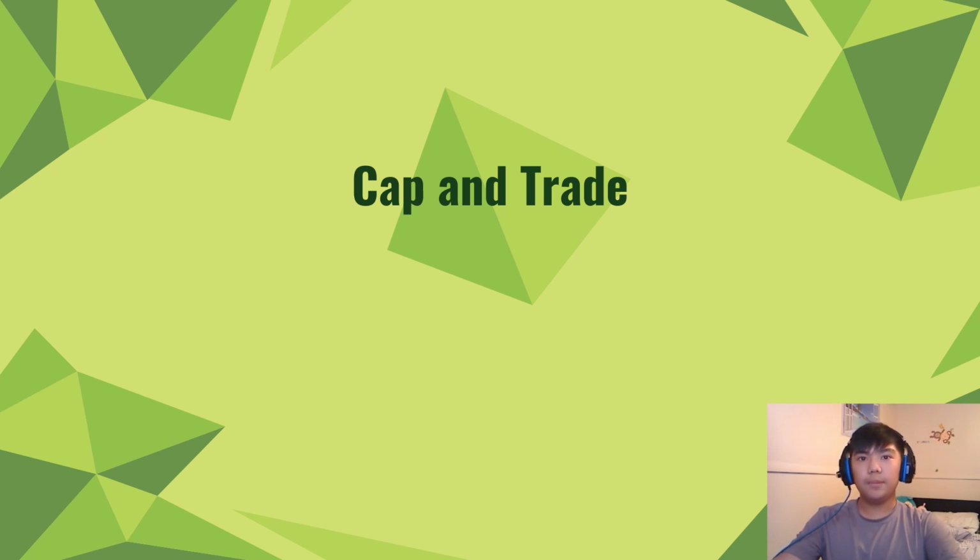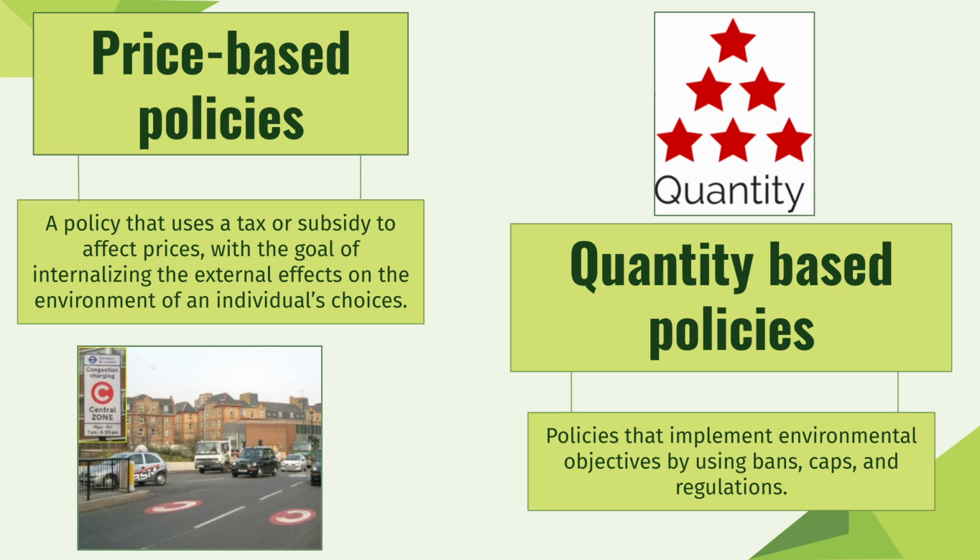And so now we move on to cap and trade, which is a policy that combines a legal limit to emissions with an incentive-based approach to share the abatements required to meet a legal limit among firms and other actors. And so there are two types of policies: price-based policies and quantity-based policies, where a price-based policy is a policy that uses a tax or subsidy to affect prices with the goal of internalizing the external effects on the environment of an individual's choices. And quantity-based policies are policies that implement environmental obstacles by using bans, caps, and/or regulations.